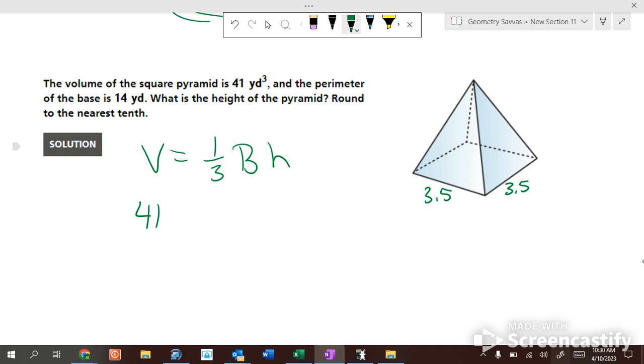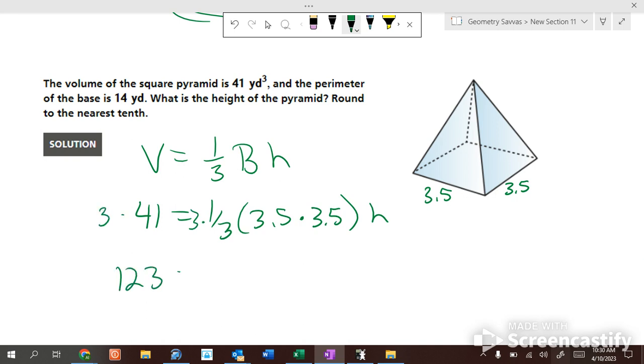So the volume, 41, equals 1/3 times 3.5 times 3.5 times the height. So if we multiply by 3 right away, we get 123 equals 3.5 times 3.5. I don't know what that is. What? Divide by 12.25.